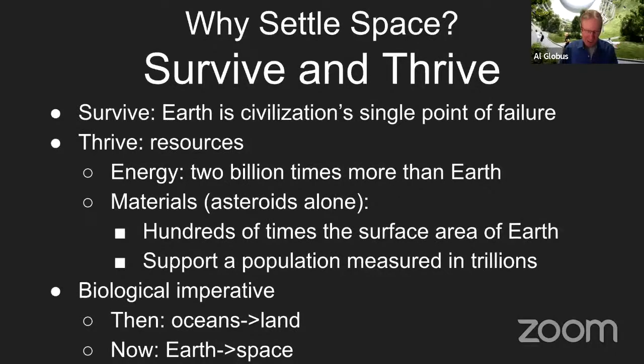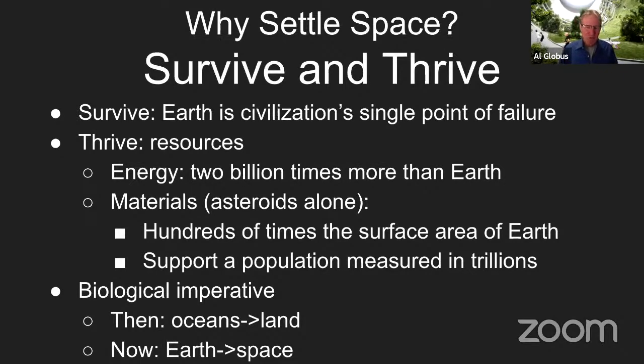It's getting lots of sunlight. It's getting plenty of water. It's getting plenty of materials, okay? So what does that mean for us settling space? Well, in this solar system, the energy available to Earth, to space, is 2 billion times more than on Earth. That's all the energy you could possibly want for a long time.